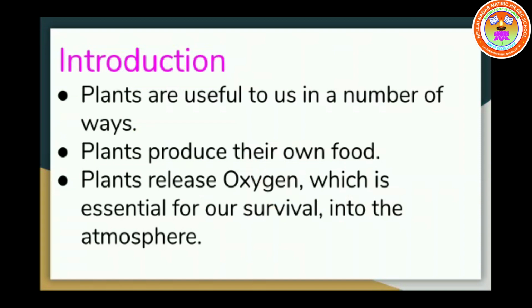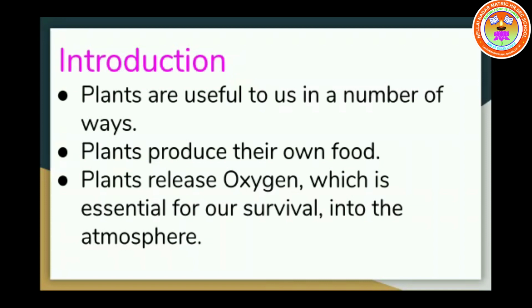Plants are useful to us in a number of ways. Plants produce their own food, but we cannot produce our own food. We are depending on plants and animals. At the same time, plants are used as food by men and animals. Plants are not only used as food but also as medicine.